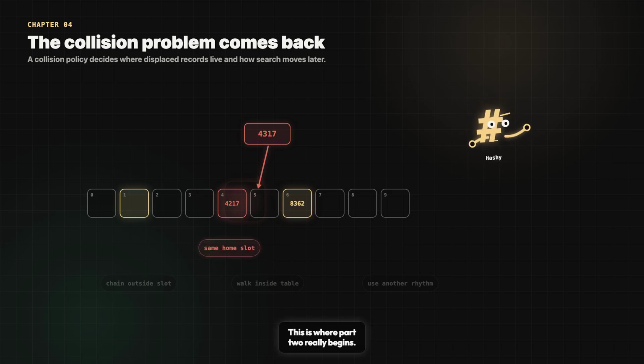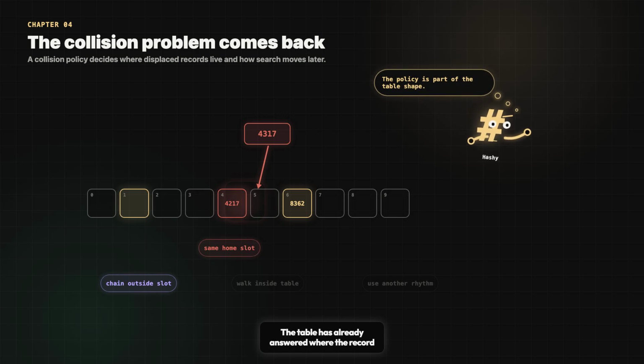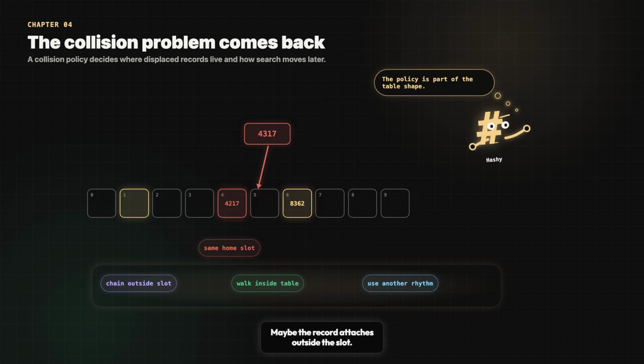This is where part 2 really begins. The table has already answered where the record wanted to go. Now it must answer where the displaced record actually goes. That answer changes the shape of the structure. Maybe the record attaches outside the slot. Maybe it stays inside the array and walks forward. Maybe it jumps by a formula. Maybe another hash gives it a different rhythm.